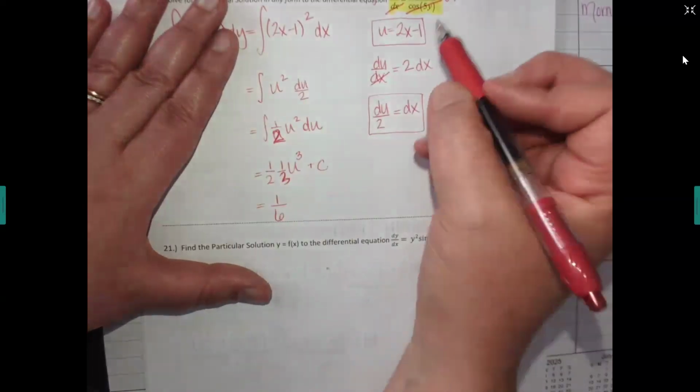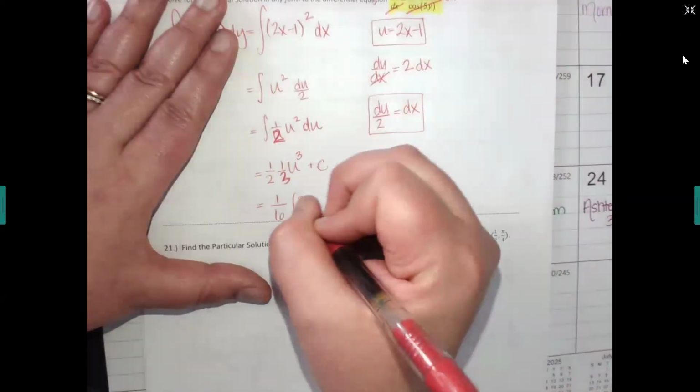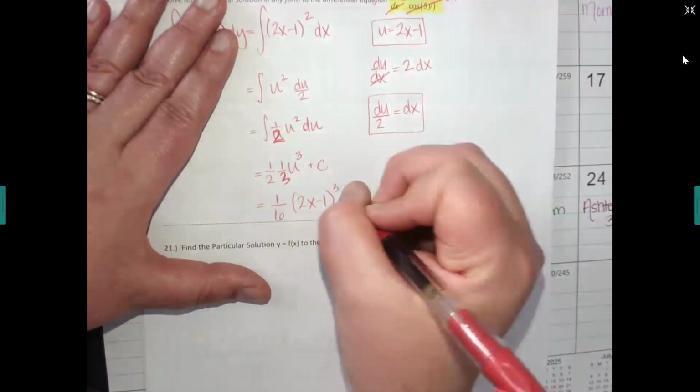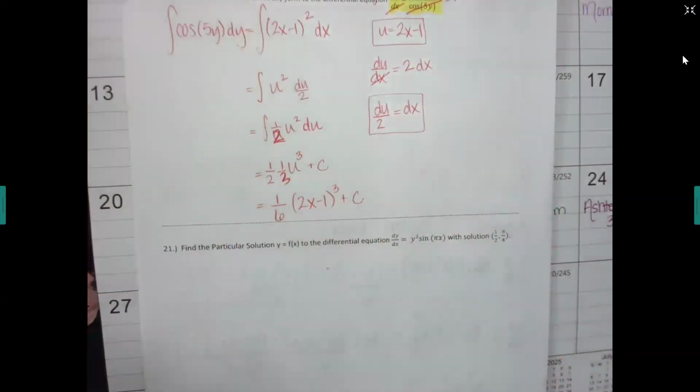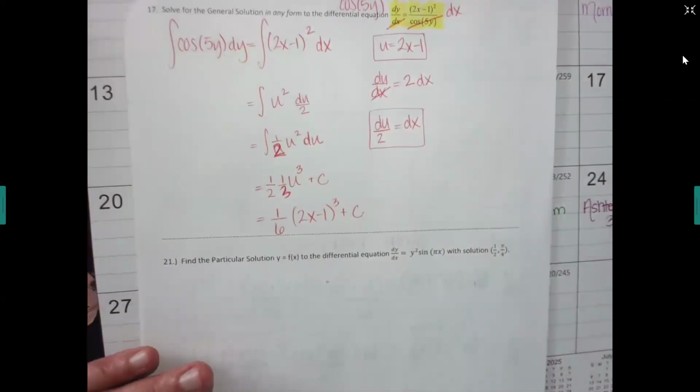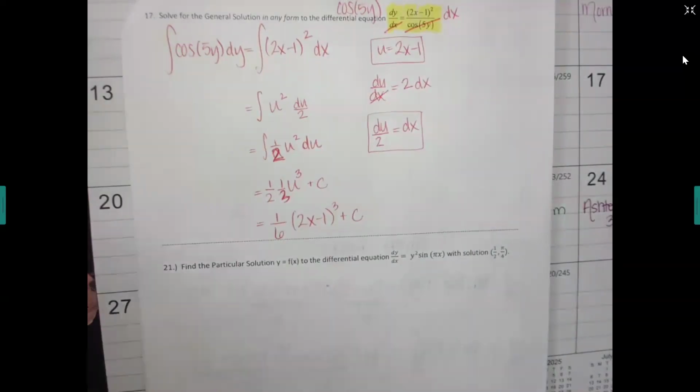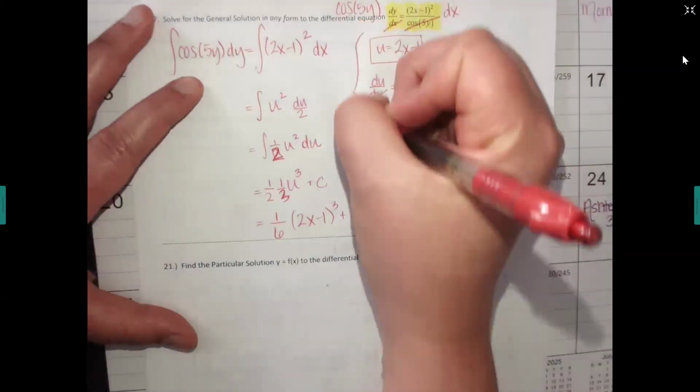Okay, then I'm going to take my u, which is this 2x minus 1. Put your 2x minus 1 back in, cubed, plus. All right, we're done with the x side.